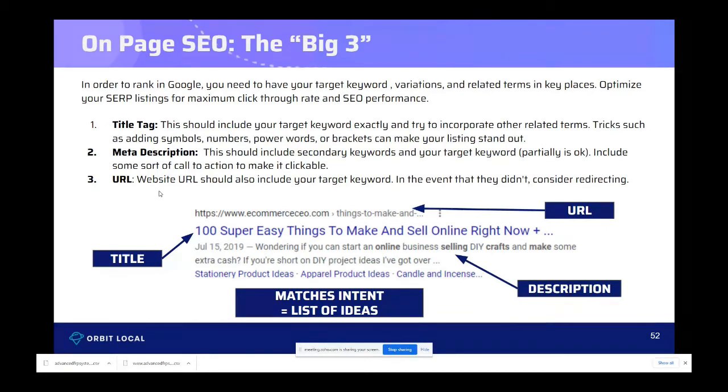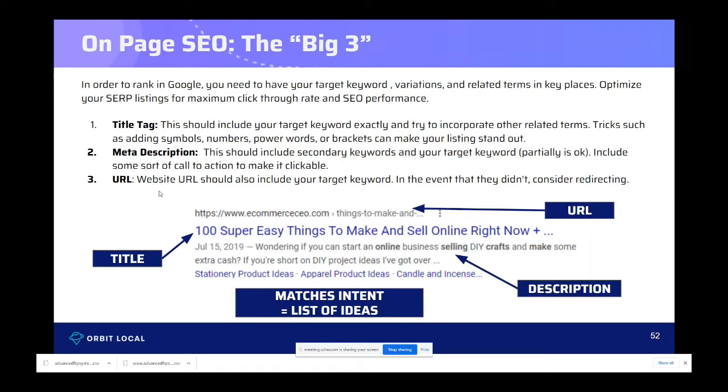But if you can include some symbols, numbers, or power words in that title tag, you can try to make your listing stand out. You also need to include secondary keywords and your main target keyword in your meta description, and also try to make some sort of call to action to make it clickable. I also recommend that you have your target keyword in your website URL. That's not a huge deal, though. If you don't have it and your page is not ranking, you may want to go ahead and redirect it. But if you have some rankings already, I would just leave it alone.